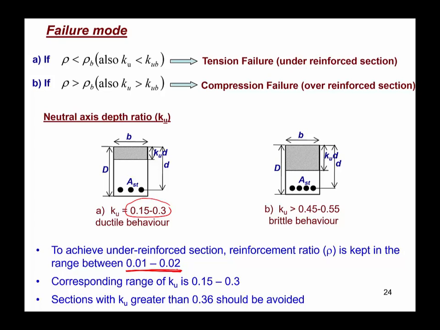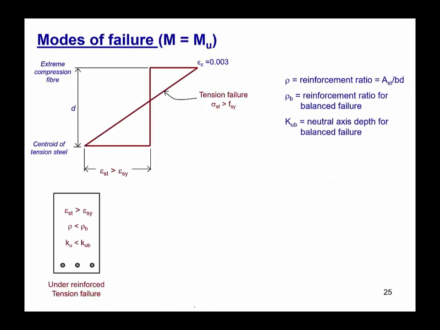And the corresponding range of KU for the ductile failure is 0.15 to 0.3. So if KU is between 0.15 to 0.3, it is ductile failure, and if the KU is greater than 0.36, it becomes brittle failure. So we want to avoid KU greater than 0.36 when you are designing a reinforced concrete beam. So now let's look into the strain profile for all these three different kinds of failure.